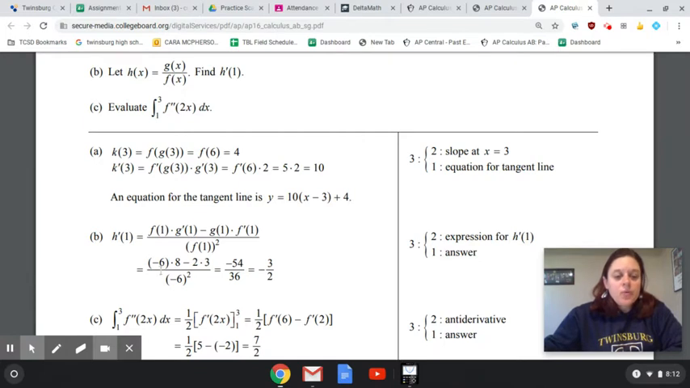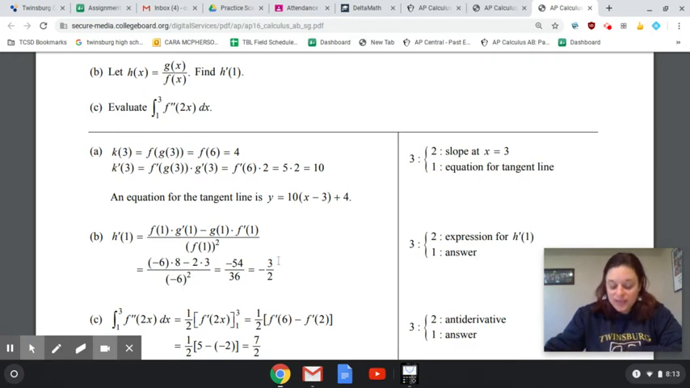So here's your f of 1, g prime of 1 is 8, minus g of 1 is 2, f prime of 1 is 3. You end up getting a numerator of negative 54, and then the denominator is negative 6 squared, which is 36. They would accept any answer that's equivalent to this. So you could write it, I think I wrote a variety. I had the negative 54 over 36, which I give full credit for.